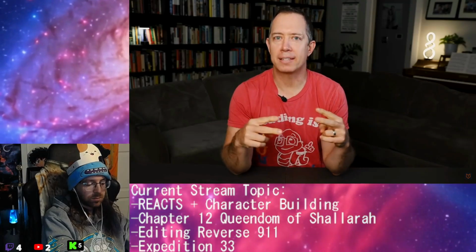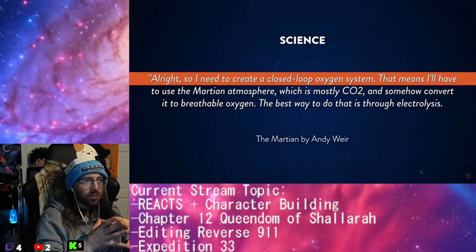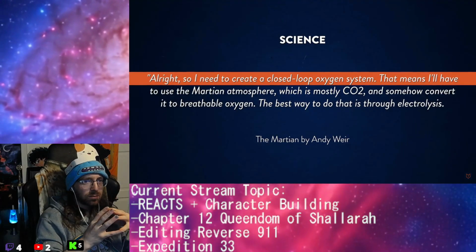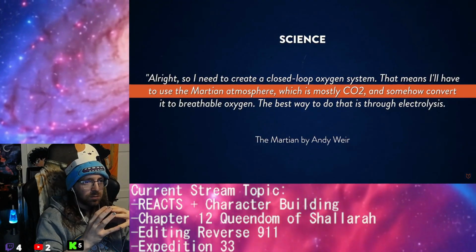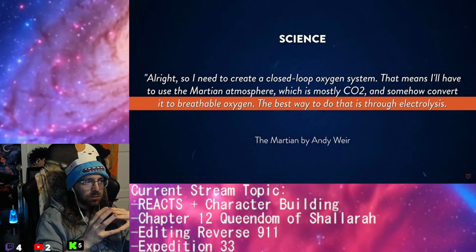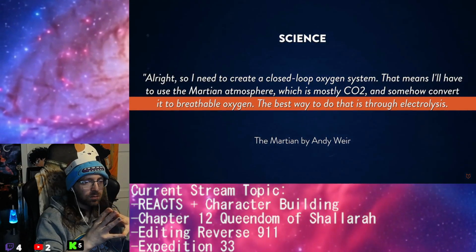So how does that core belief and the contradictory core belief manifest in a speech? Well, it's this strange mix of both science and humor. On one hand, you have straight up science passages like this one. "All right, so I need to create a closed loop oxygen system. That means I'll have to use the Martian atmosphere, which is mostly CO2, and somehow convert it to breathable oxygen. The best way to do that is through electrolysis."